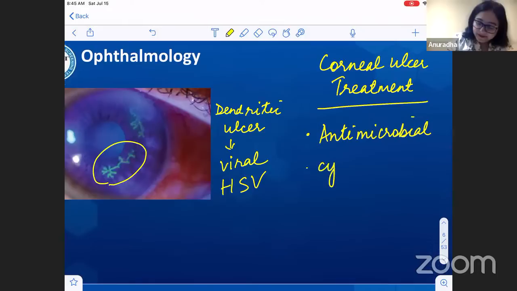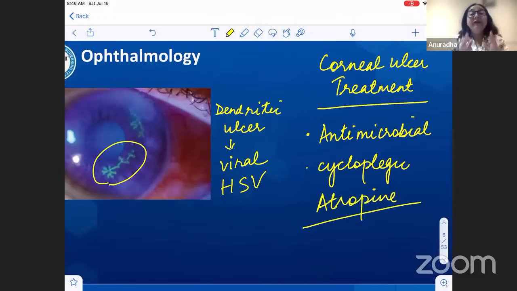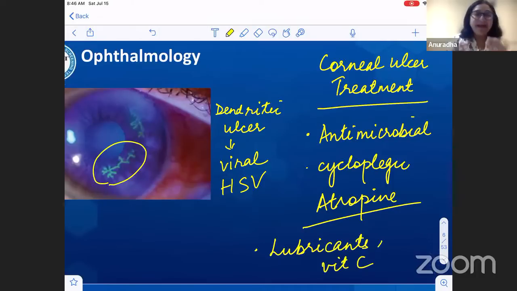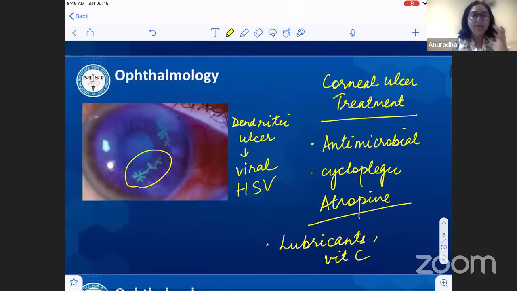Then you will be giving a cycloplegic like atropine. Why do you want to give a cycloplegic? Because that helps in reducing the inflammation as well as the pain, which is due to ciliary muscle spasm. And of course, you can give adjuvant agents, for example, lubricants, vitamin C. They are adjuvants just to promote healing, and lubricants provide comfort from the irritation which a patient may be feeling. So these are the things which you will be giving.